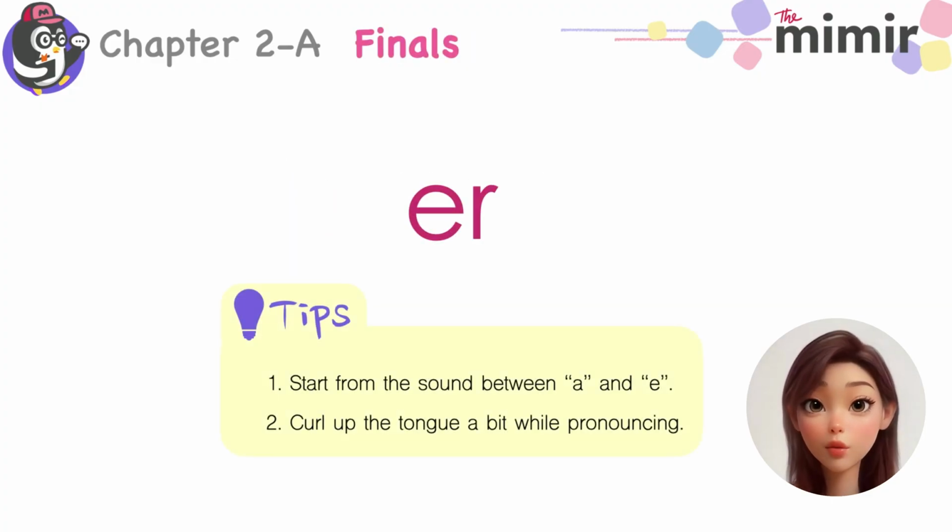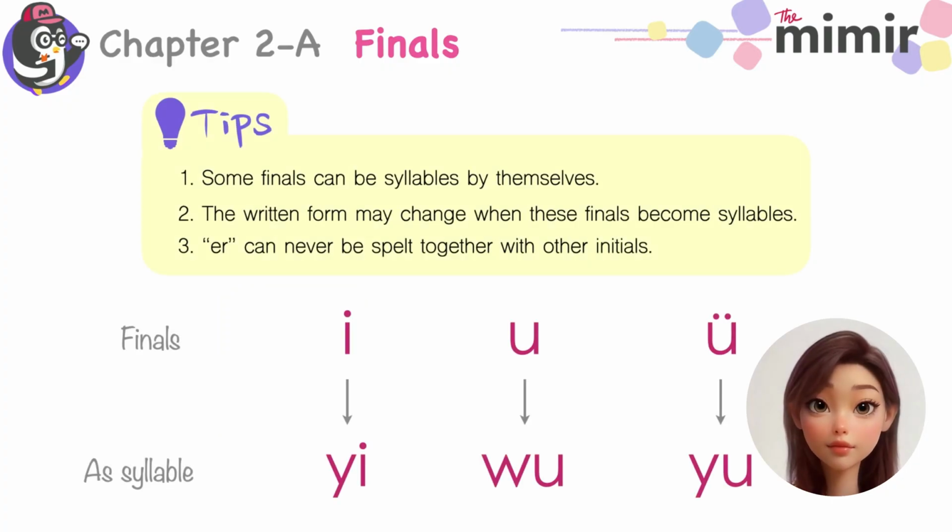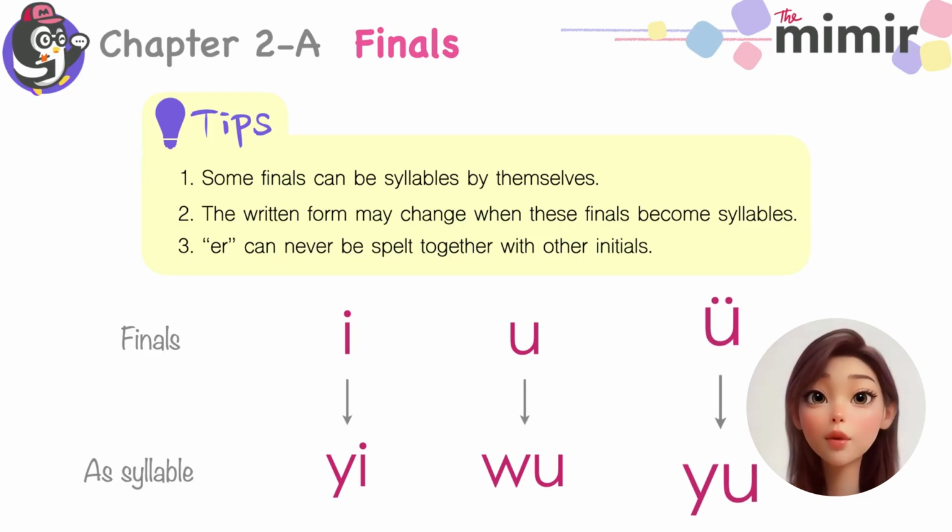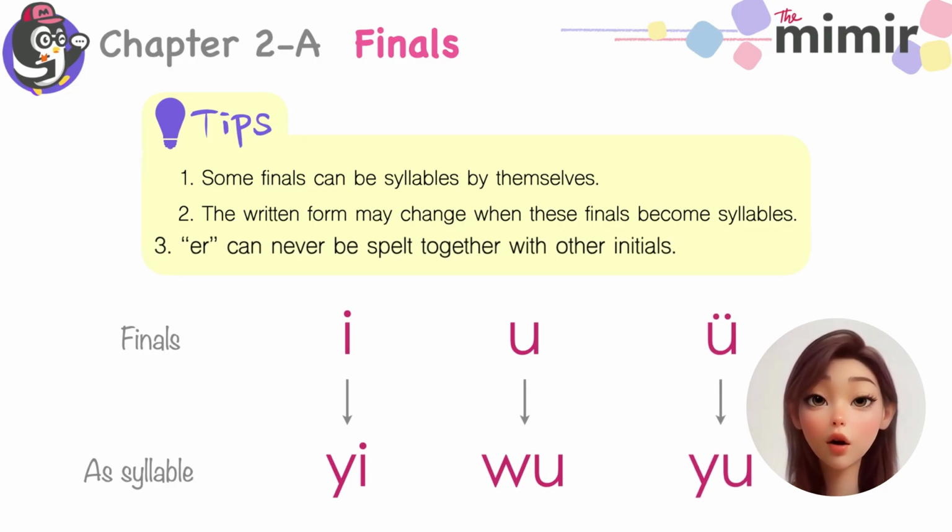When you say the final R, you should start from the sound between A and E, and you curl up your tongue a little bit at the same time. As we already said, the pinyin is the combination of the initial 声母, the final 韵母, and the tone 声调. But some finals could be the syllable by themselves. When these finals become the syllable form, the written forms sometimes change, such as I, U, and Ü. The final R is never spelled together with other initials.